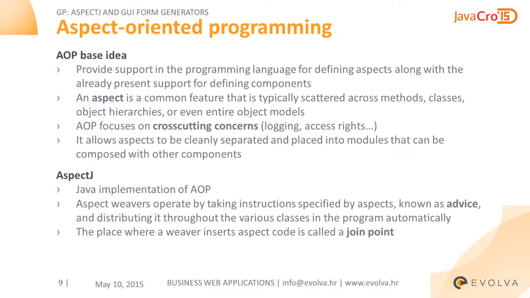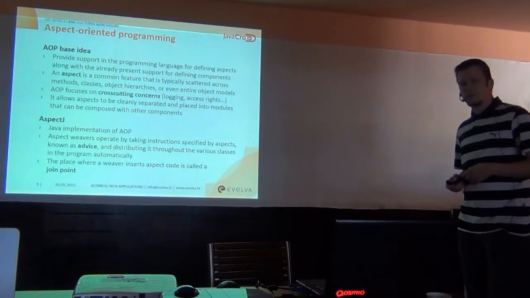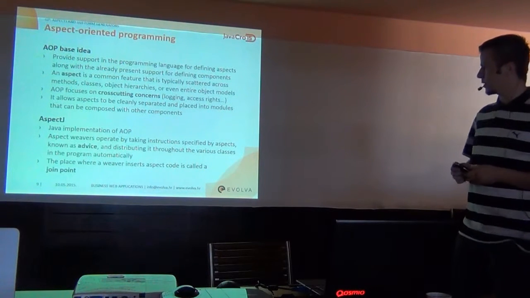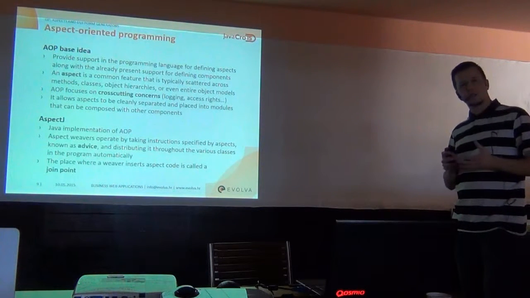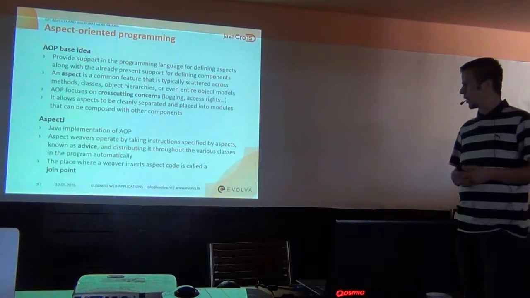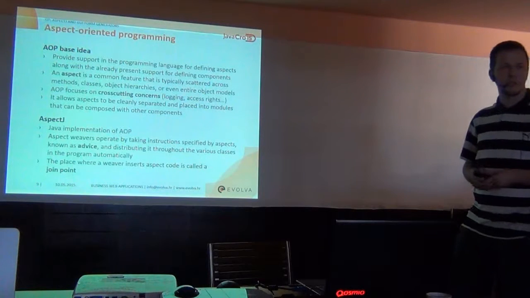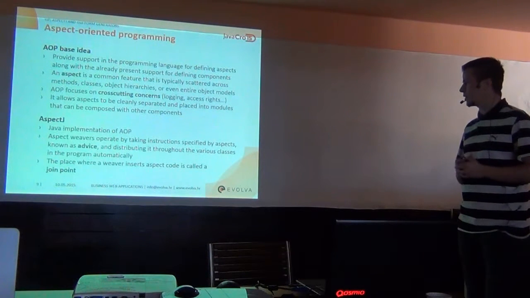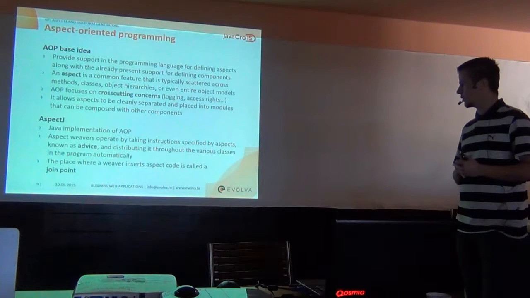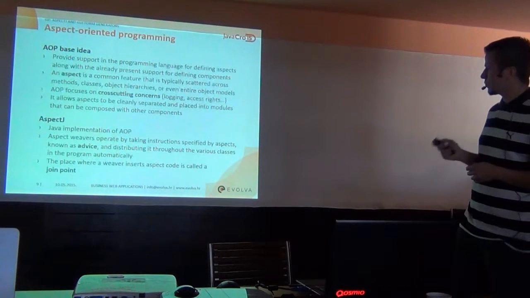So aspect-oriented programming allows us to separate those kinds of aspects and place them into modules that can be composed with all other components that we use. Java's implementation of aspect-oriented programming is named AspectJ. AspectJ uses weavers that take instructions that we define in our aspects, and those instructions are named advices. The important term here is the join point. That is the place where the weaver will insert the aspect code.